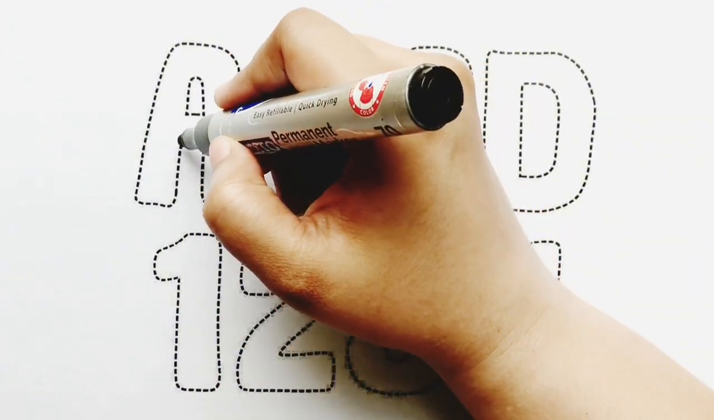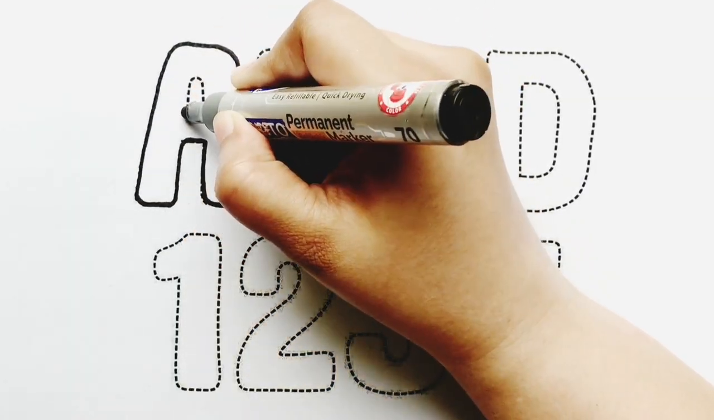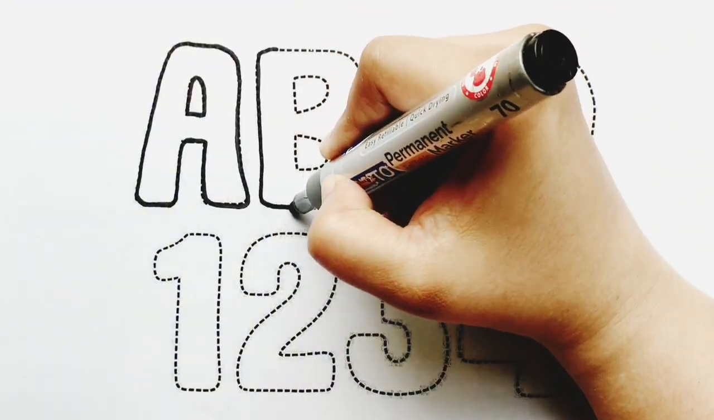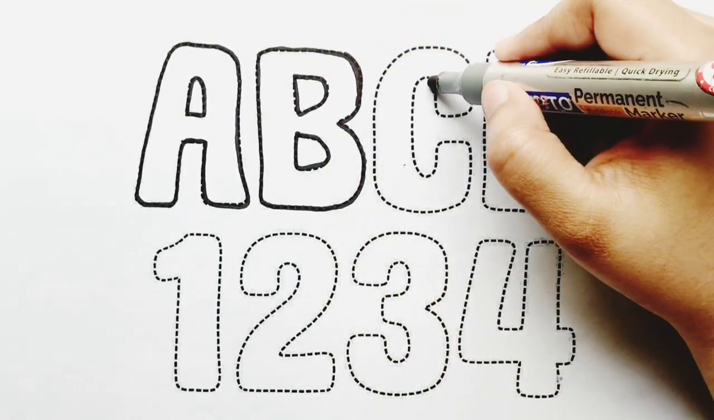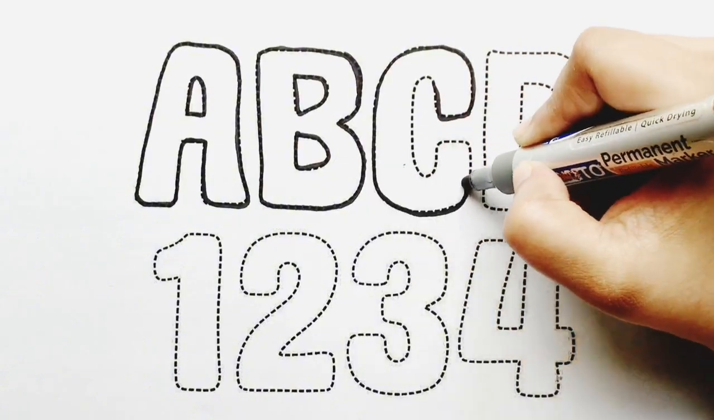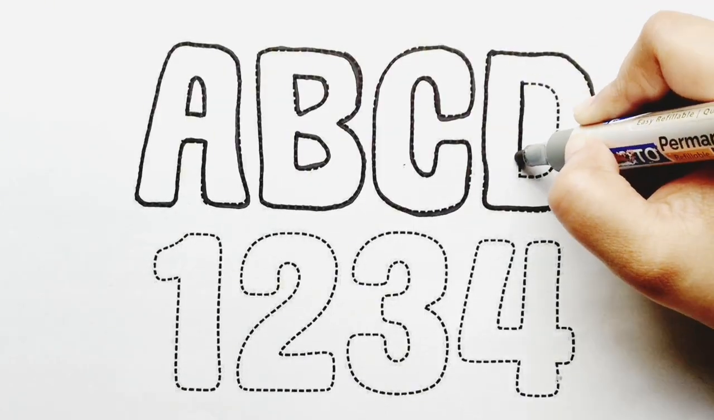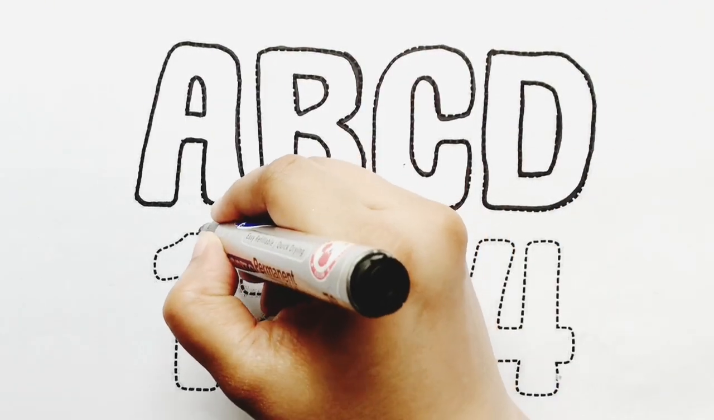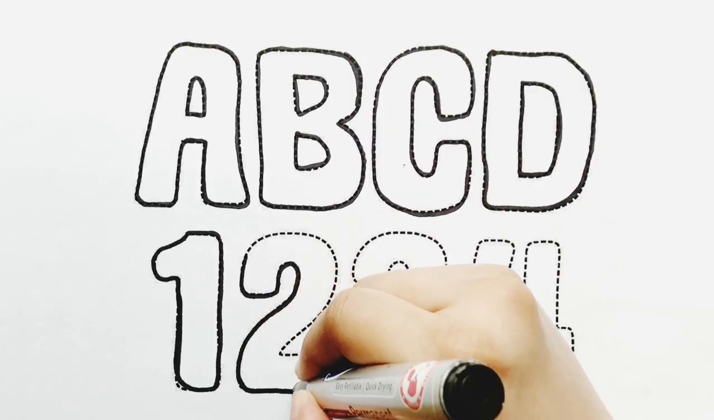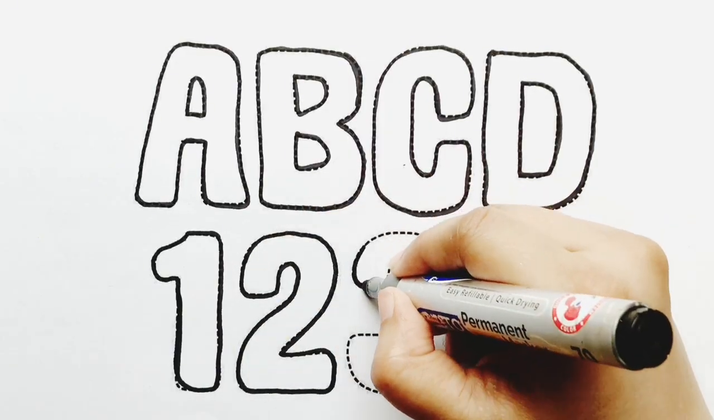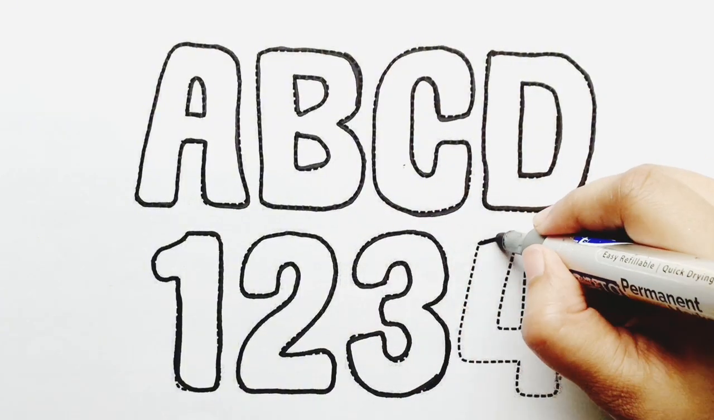I draw capital letter A. B. Capital letter C. D. Number 1. 2. 3. Number 4.